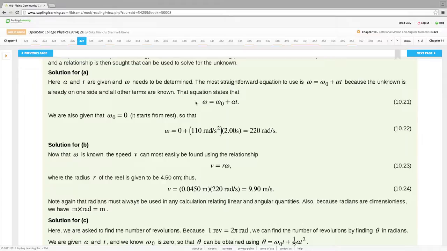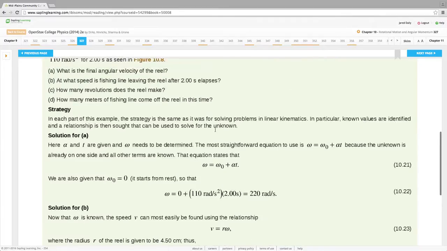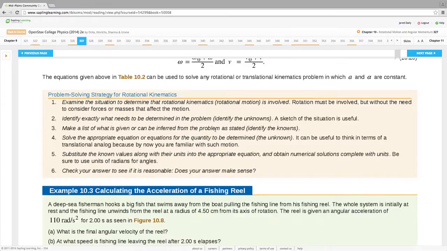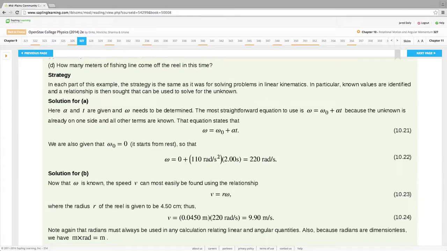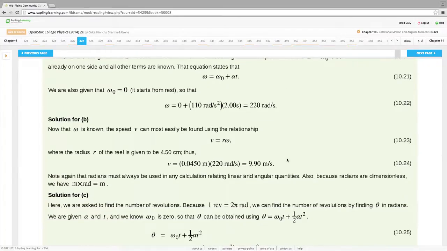So the first thing we're going to do is use a kinematic equation, this one right here: the final angular velocity equals the initial angular velocity plus the angular acceleration times time. That's angular acceleration alpha, not a. We know the initial is 0, and the acceleration is given as 110 radians per second squared for 2 seconds. So the initial plus 110 times 2 seconds gives us a final of 220 radians per second of reel going out there.